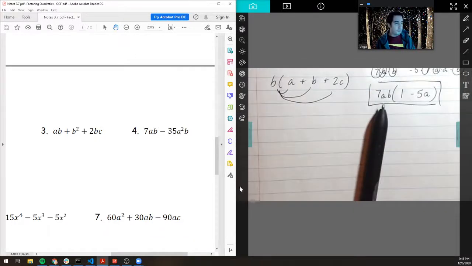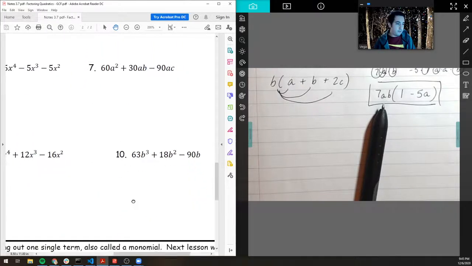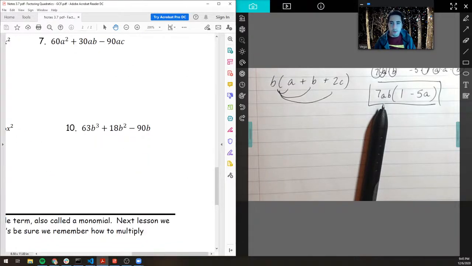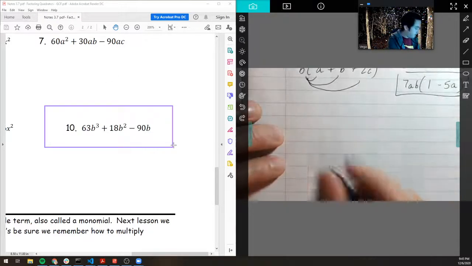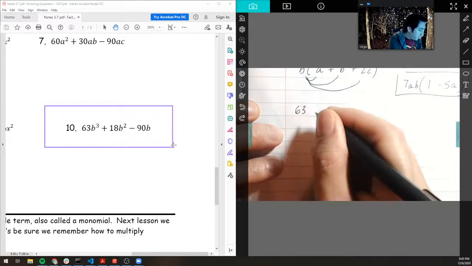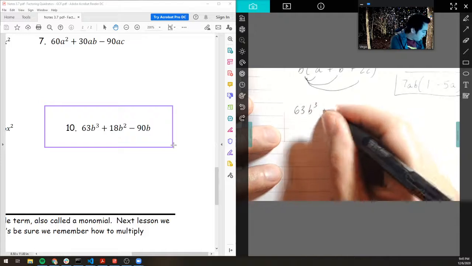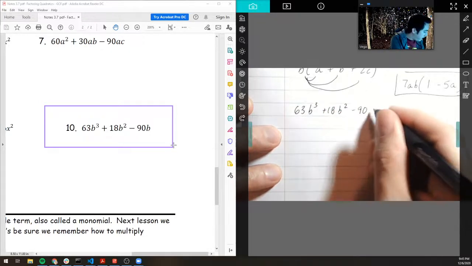All right, let's do a couple more. Yeah, I've got about 5 more minutes. 5 more minutes. I'm actually going to go with 10. 10 looks good. And again, I don't know why I do this, but I'm going to highlight. That's what I'm doing. Number 10, 63B cubed plus 18B squared minus 90B.